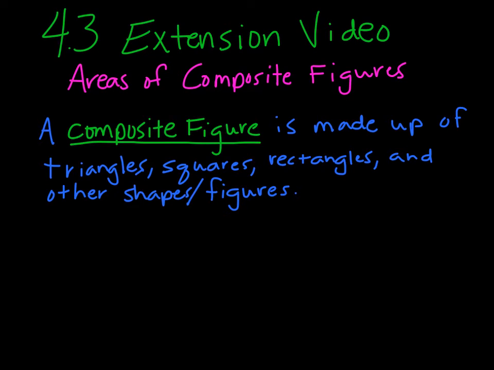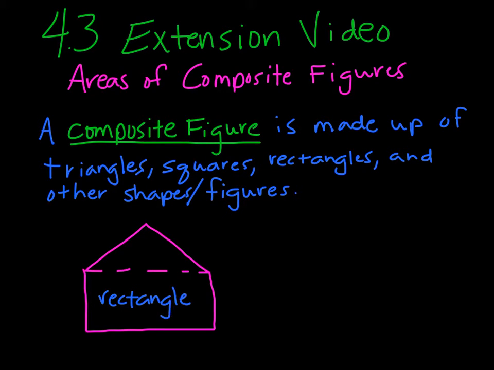So a composite figure is made up of triangles, squares, rectangles, and other shapes and figures. And here's an example of what one would look like. When you're a little kid, or maybe you still do, which is totally fine, when you would draw a house, you would make a composite figure. Here we have a rectangle, and up here we have a triangle. So this becomes a composite figure because we have two different figures making up this figure, which we call a composite figure.